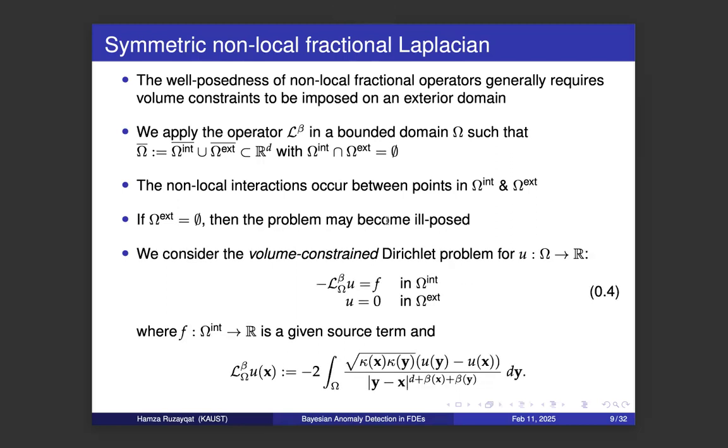And now our volume constraint Dirichlet problem is given by this equation. So minus the fractional Laplacian applied on u equals a source function in omega internal, and u equals 0 in omega external. And the fractional Laplacian is as I showed you before.